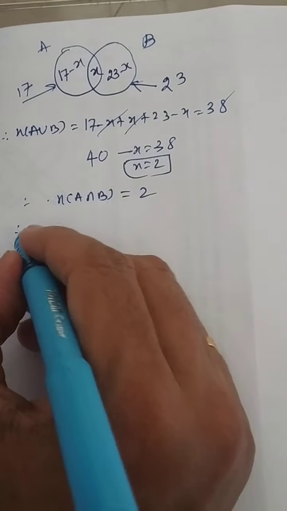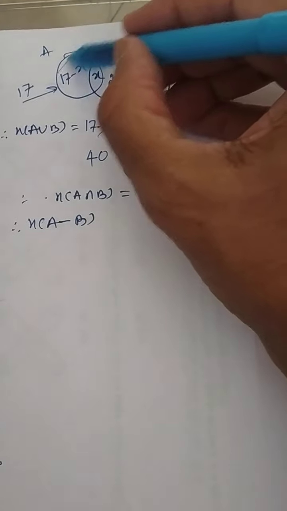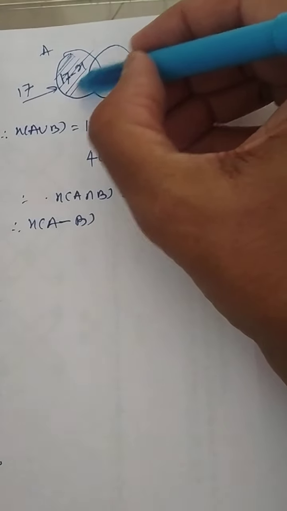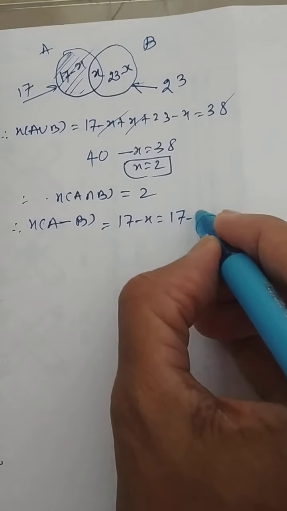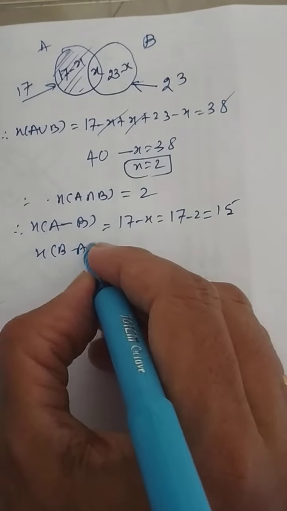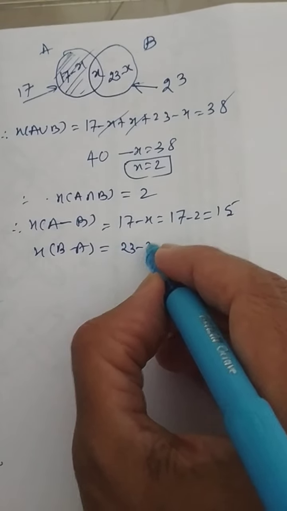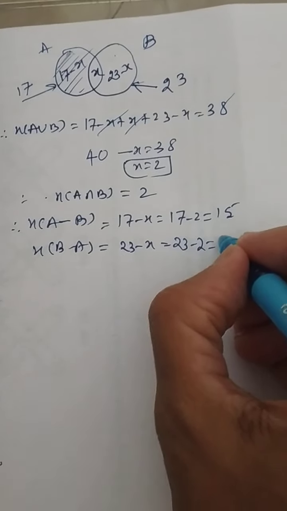Now if any question is asked, say what is n of A minus B, you know that A minus B means this portion. What is written there? It will be written 17 minus x. So it will be 17 minus 2, which is nothing but 15. What is B minus A if it is asked? Then 23 minus x, so it will be 23 minus 2, which is nothing but 21.